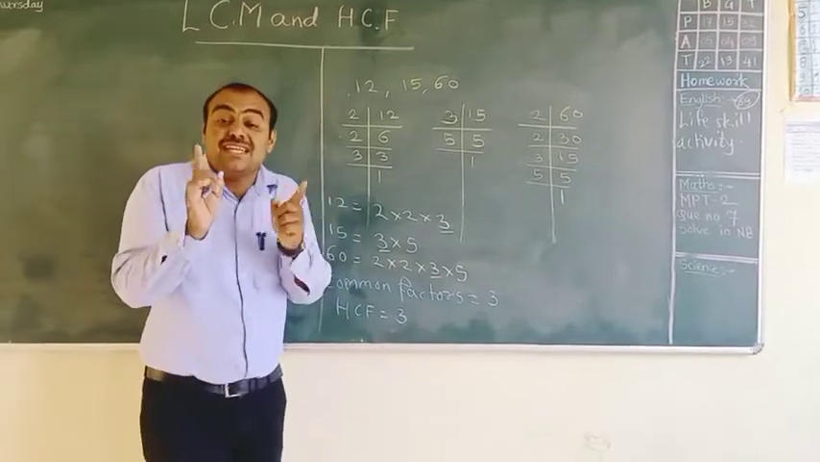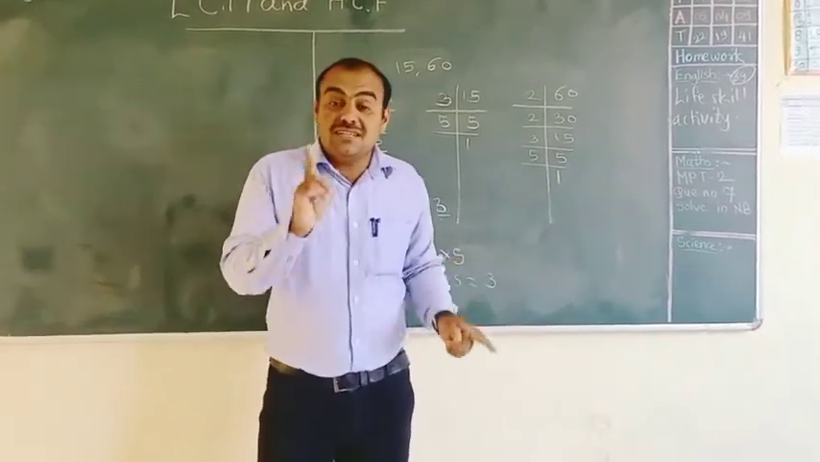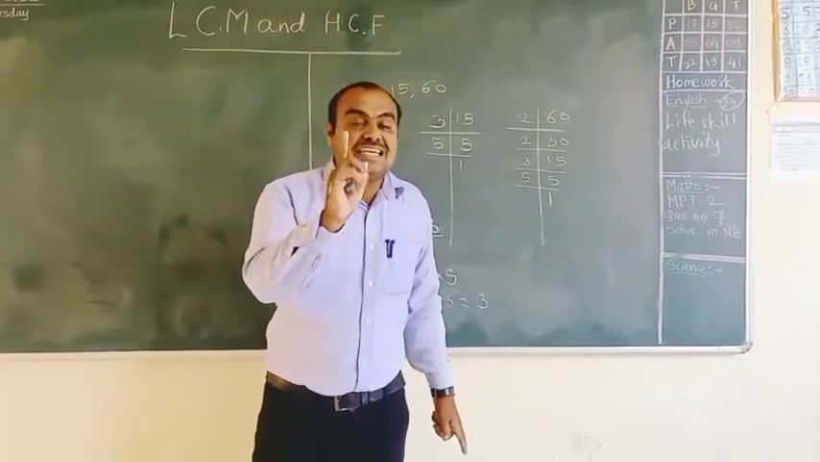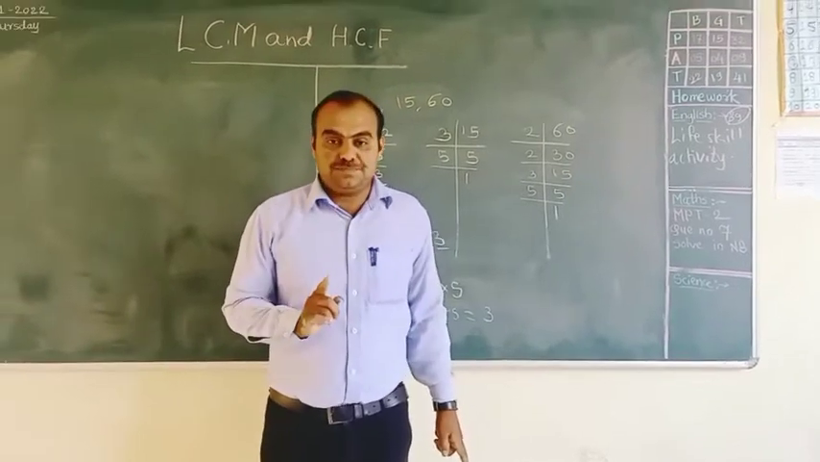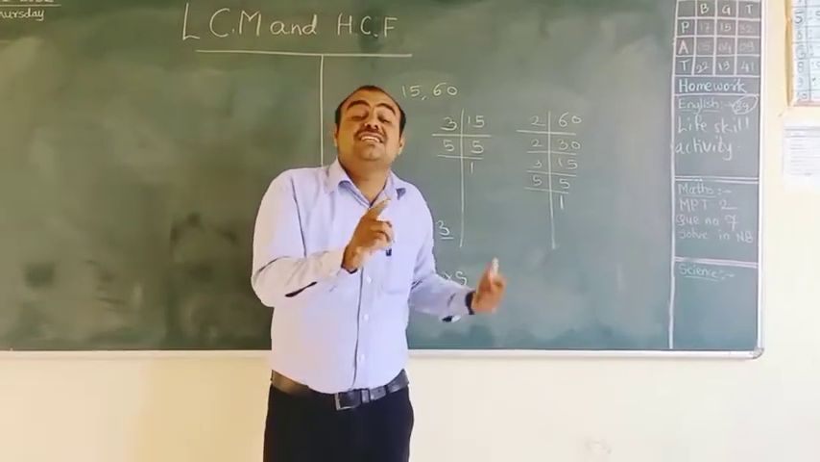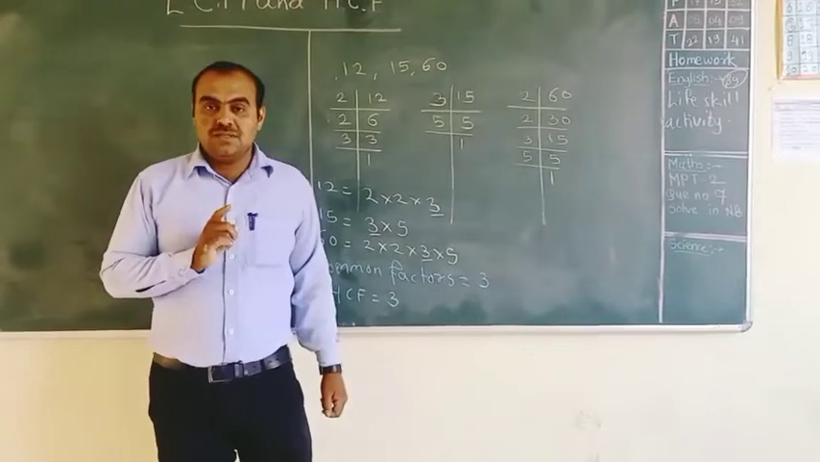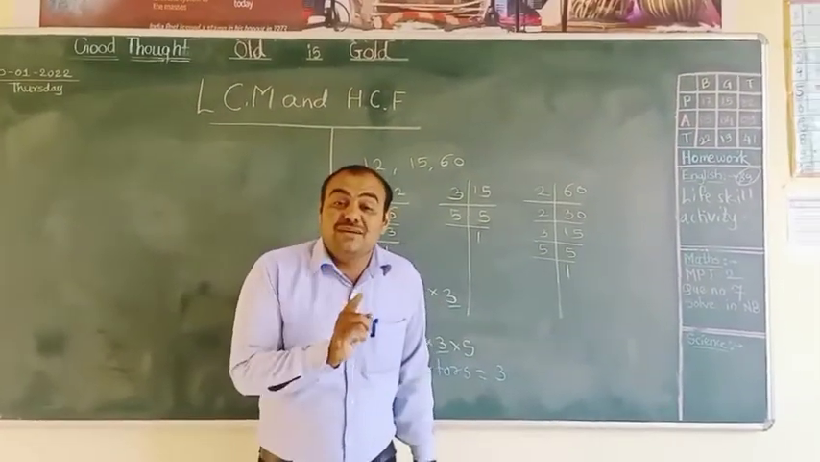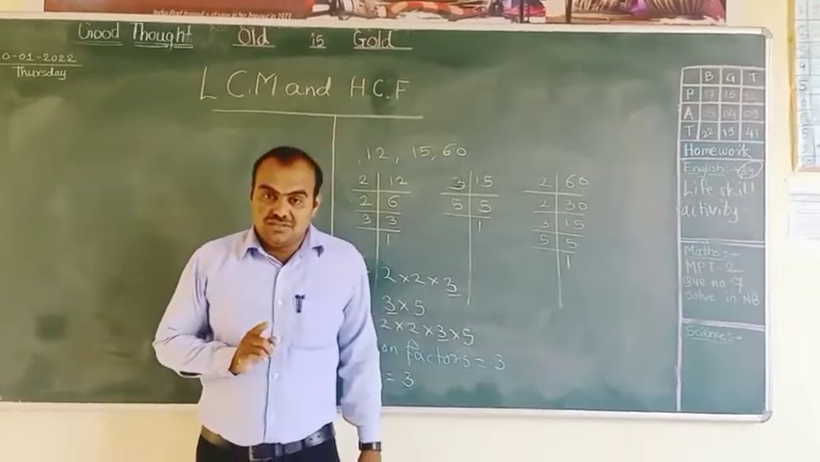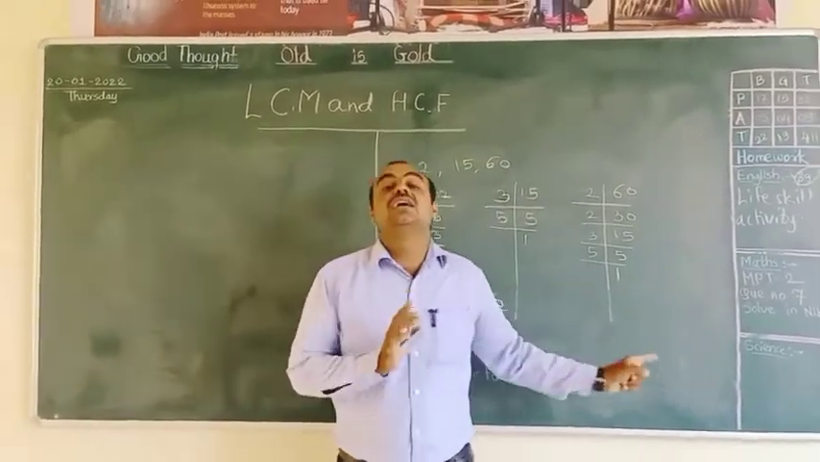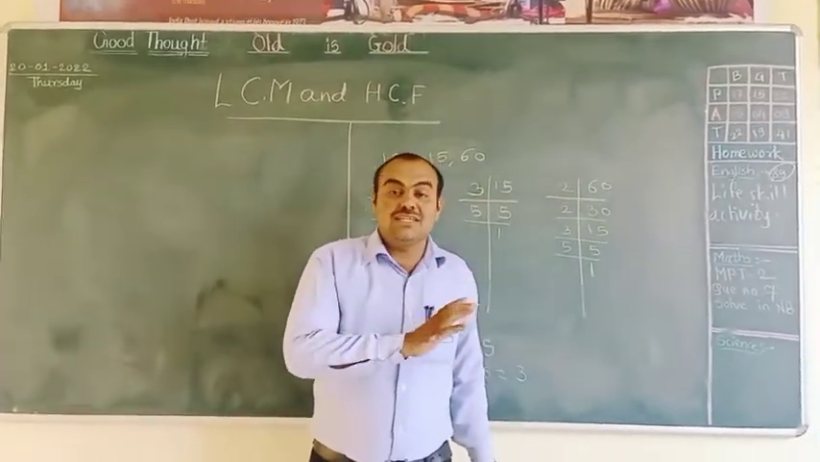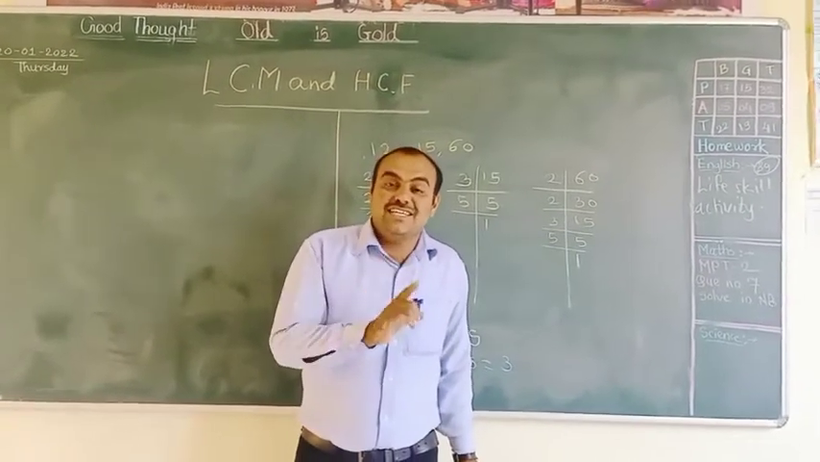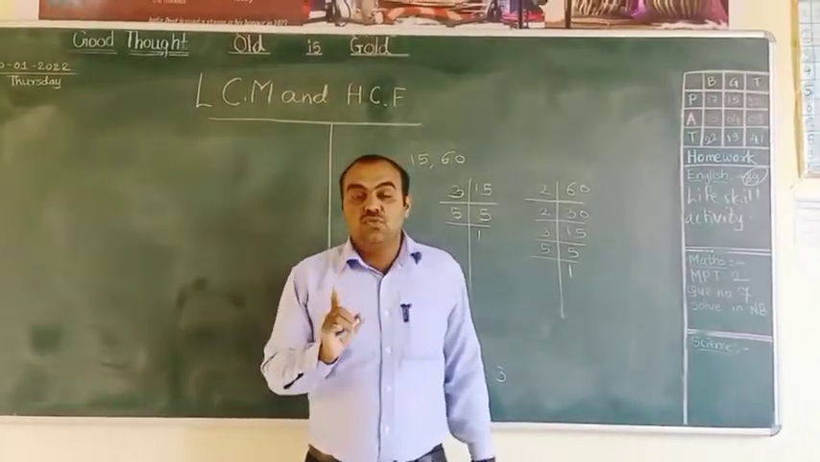If no factor is common, then keep in mind 1 is a common factor. That's why its HCF is 1. So that is one thing you have to keep in mind. If no number is common for us, then 1 is the common factor. So common factor 1 is there. So that's why its HCF is 1.